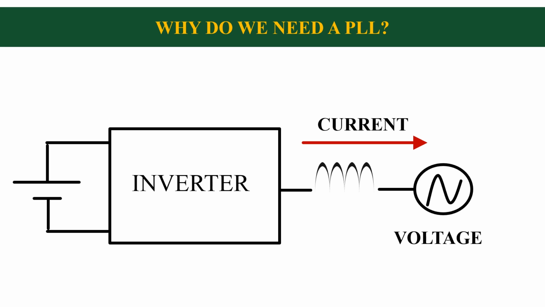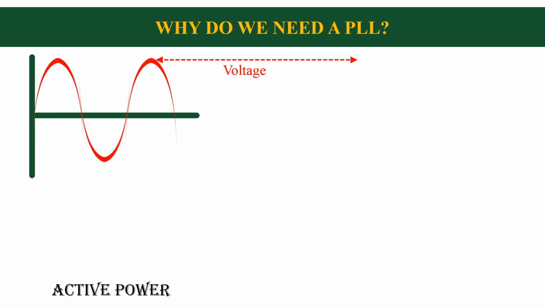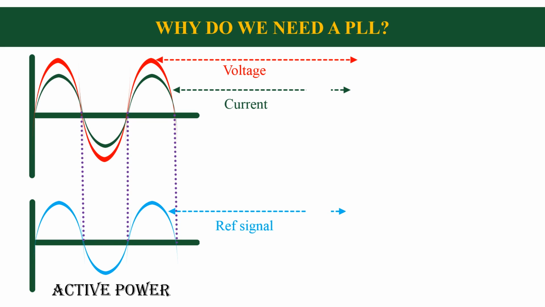Suppose we want to send an active current to the grid. First, let me mark the voltage. Now the current which has to be sent should be in phase with this voltage. In order to send this current, we need to generate a reference signal, and that signal should be in phase with the actual voltage. And its magnitude should be between 1 and minus 1.